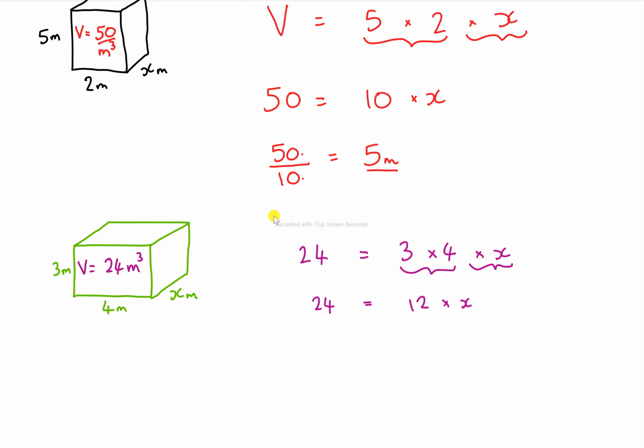Now I need to solve this. So I do 24 divided by this number, always the one that's attached to the x or the unknown. So it'll be 24 divided by 12. How many 12s are there in 24? If I did the 12 times table, it's 2, isn't it? So I know x equals 2. So I know this dimension here is 2 meters.